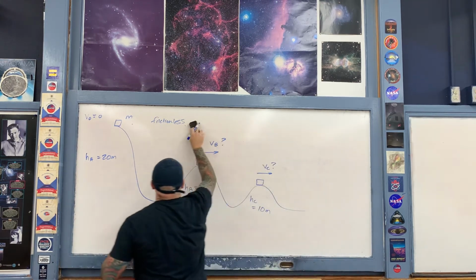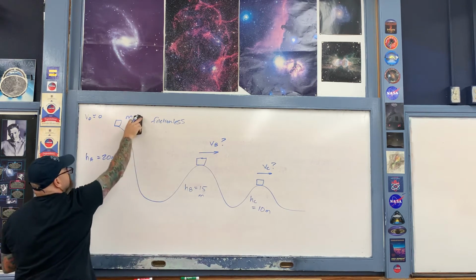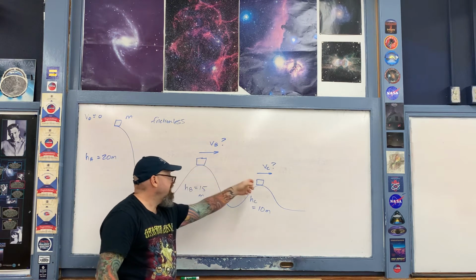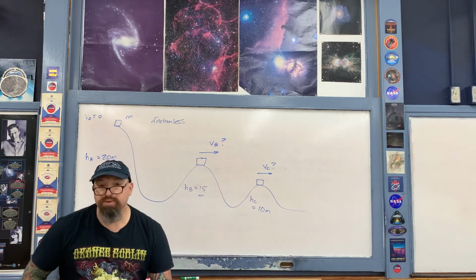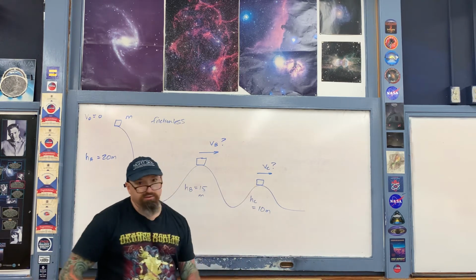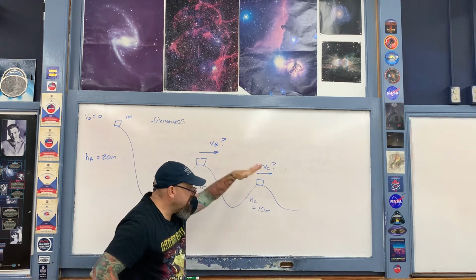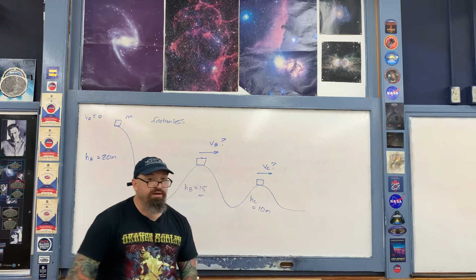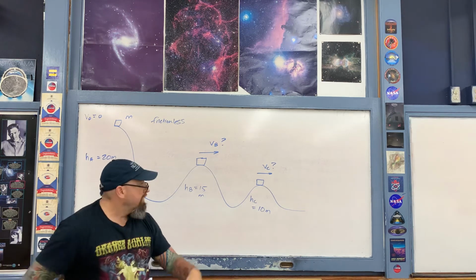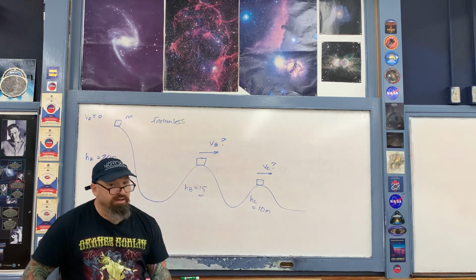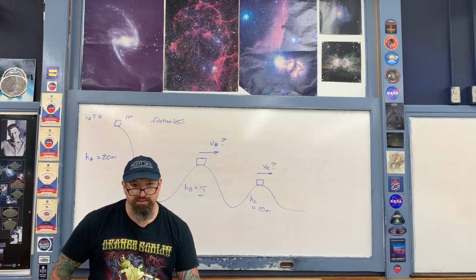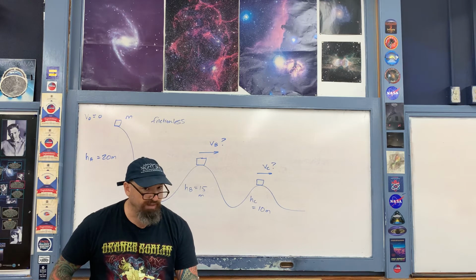Now, let me get rid of this additional information, which is not necessary to do the problem. And now we want to figure out the speeds at the top of B and C. Which of the speeds, B or C, is going to be greater? C is, and the reason for that is because at the top of hill C, you are lower to the ground, and therefore have less potential energy, and therefore more kinetic energy than you would at the top of hill B. So we should find that at the top of hill C, that speed is greater than the speed at the top of hill B.